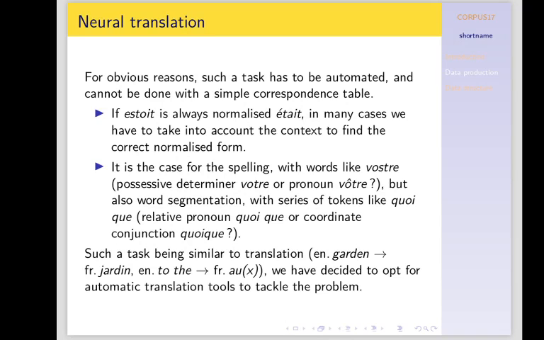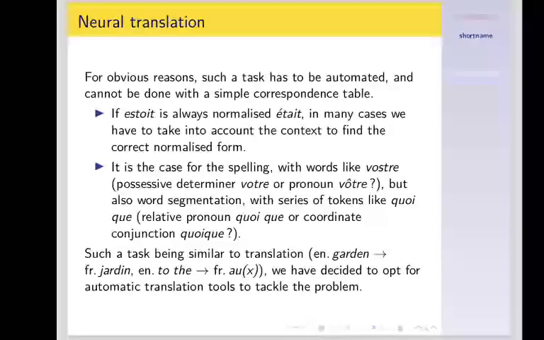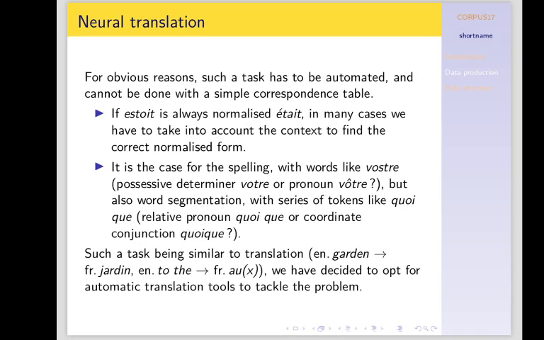This task of normalization cannot be automated. If in some cases one word is always normalized the same way, which is the case for être, this is not exactly the case for other words. Take here the example of votre, which can be a possessive determiner or a pronoun. C'est le vôtre or c'est votre cheval. It is written the same way in the 17th century, but not today. So we need to disambiguate that.